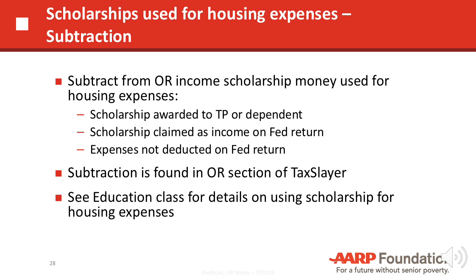And we've included this information in this module, even though the mechanism for subtracting it in TaxSlayer is pretty straightforward. Just like the Oregon lottery winnings, it's as simple as choosing from the other subtraction drop-down menu. But as you remember from learning about federal education expenses, these are already complex. So take special care if you see housing expenses and scholarships on the federal return.